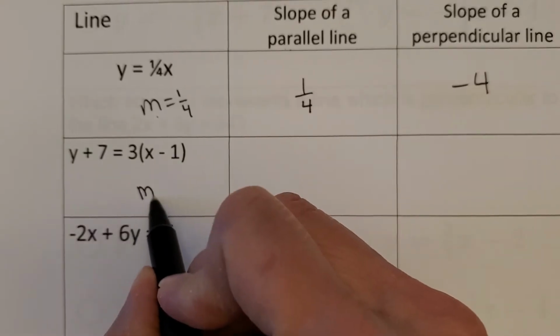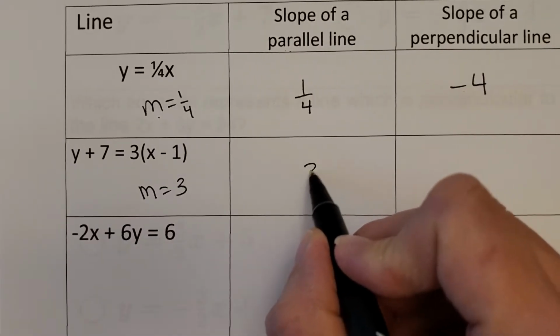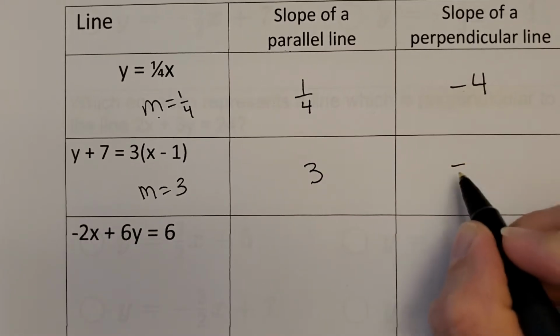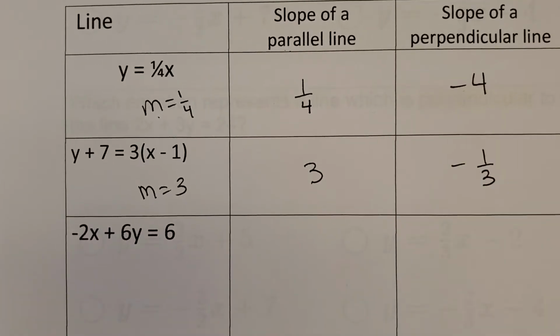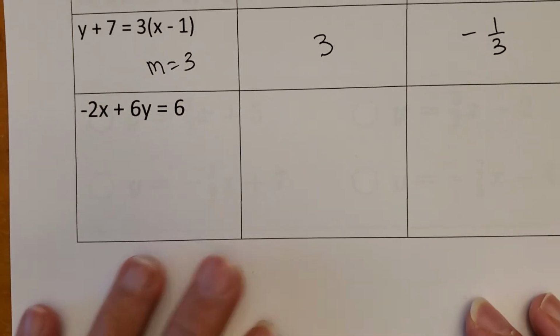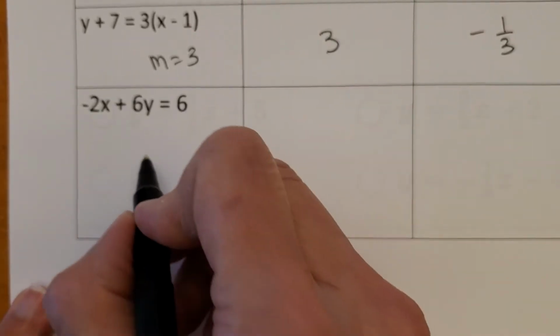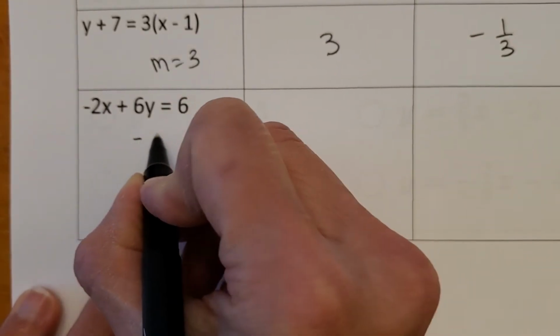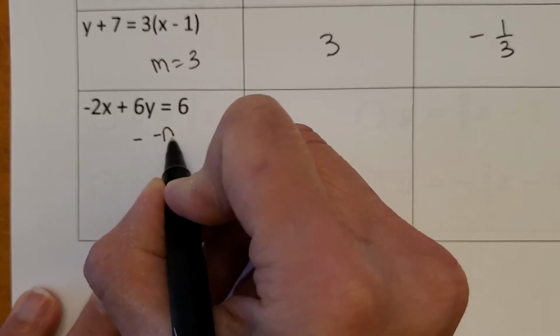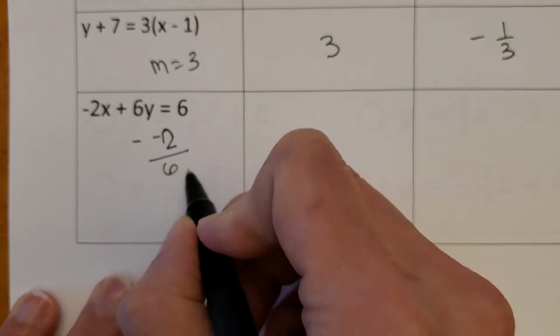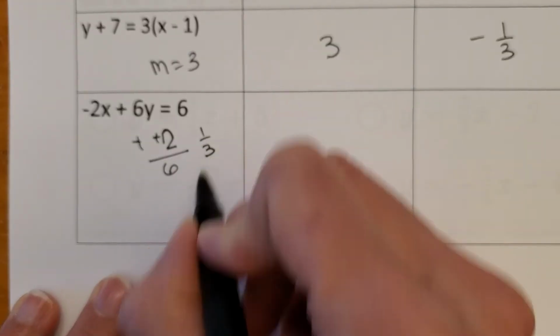Here my slope is 3, so I know my parallel line is going to have the same slope, and I know my perpendicular line is going to have the negative reciprocal slope. And then finally, this one's in standard form, so I can use my shortcut or change it to slope-intercept form. So my shortcut is -a over b, that would be -2 over -6. That's how I find my slope, so that would be 1/3.